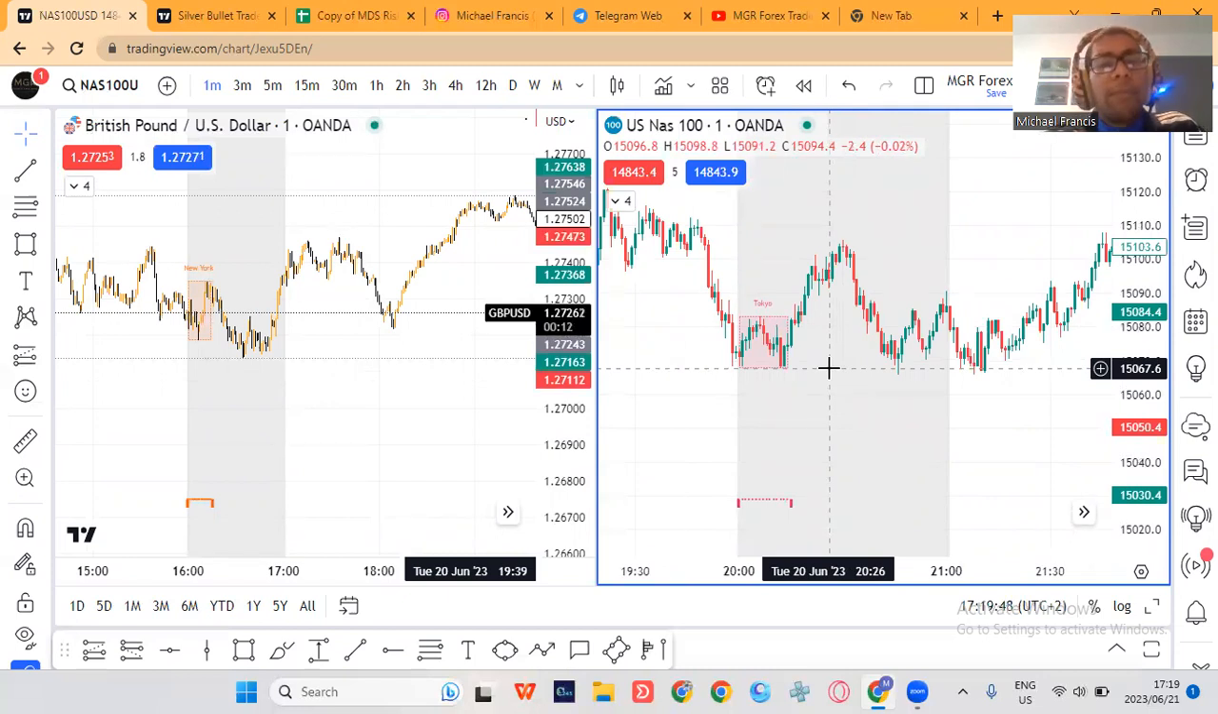Just to recap, silver bullet session hours, same thing as ICT. The first 15 minutes is your trading range. You wait for price to break above, you would buy. You wait for price to break below, you would sell. Break and close has to be on the 1 minute time frame. So the 1 minute time frame is the time frame that you are using. The first 15 minutes of your silver bullet hour is your trading range. You wait for price to break above or below, and execute your position accordingly.